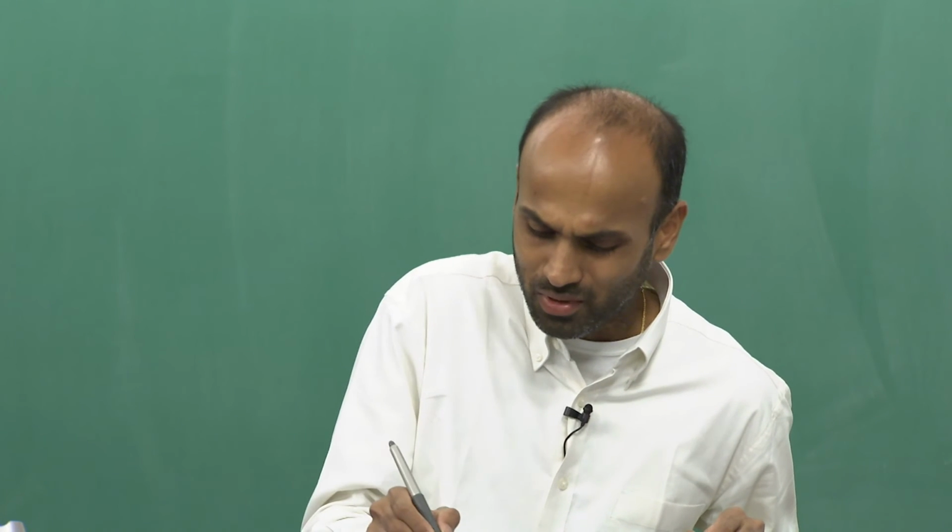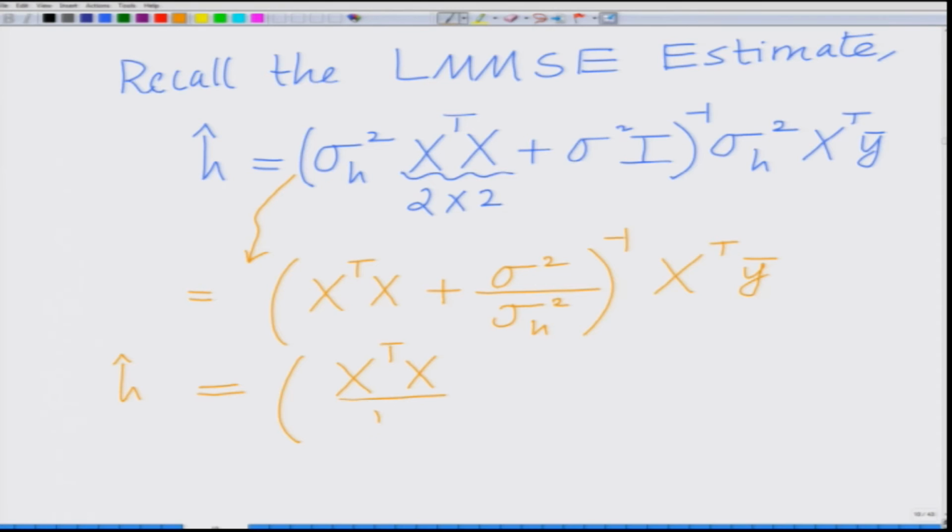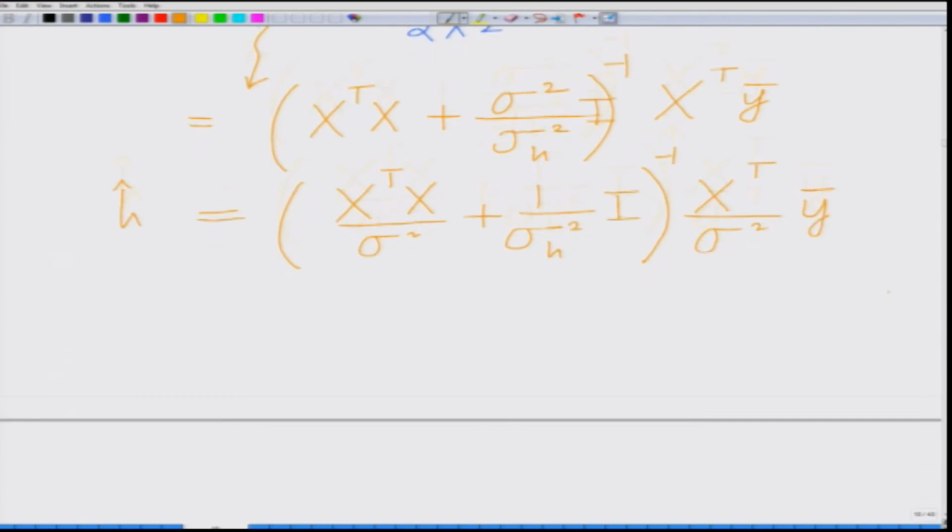Now of course one can also simplify this slightly by bringing out sigma h square and sigma square. First let us bring out sigma h square. So, X transpose X plus sigma square by sigma h square identity, inverse. Of course, when sigma h square comes out, it comes in the denominator, that cancels with sigma h square. So, this becomes X transpose y bar, and now bring out sigma square. So, this becomes X transpose X by sigma square plus 1 over sigma h square times identity, inverse, into X transpose by sigma square times y bar. It is slightly more convenient to use this formulation.